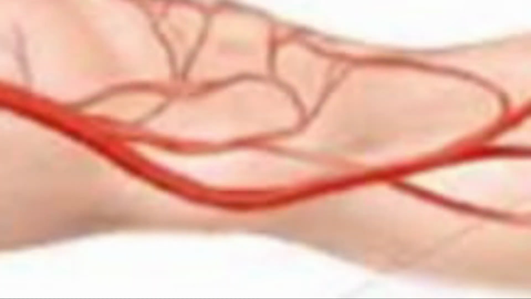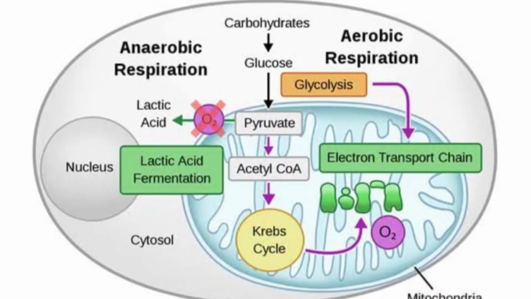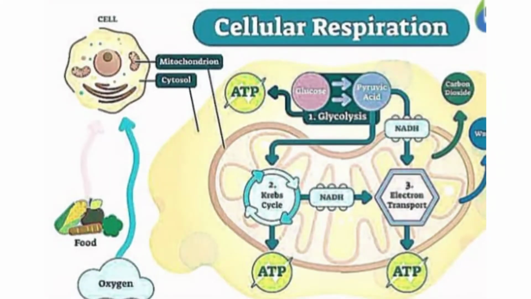Actually, we breathe in air and we breathe out air. The air which we breathe in is rich in oxygen, and the air which we breathe out is rich in carbon dioxide. The oxygen which is present in air dissolves into our blood, and it reaches our body cells, and there breakdown of food takes place. And this process of breakdown of food in the cell with the release of energy is called cellular respiration.